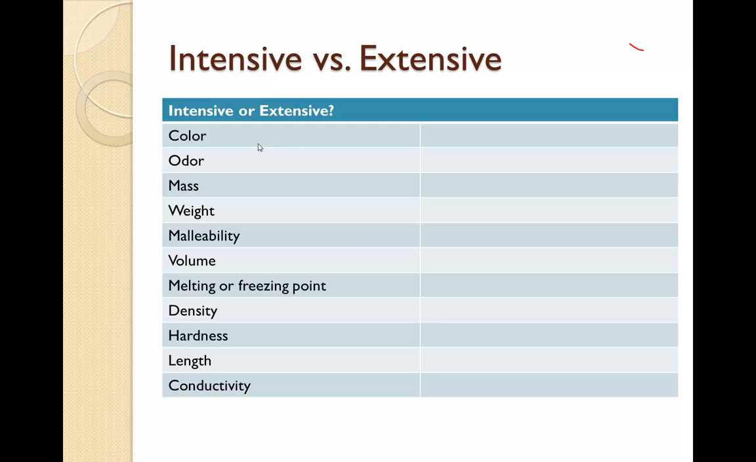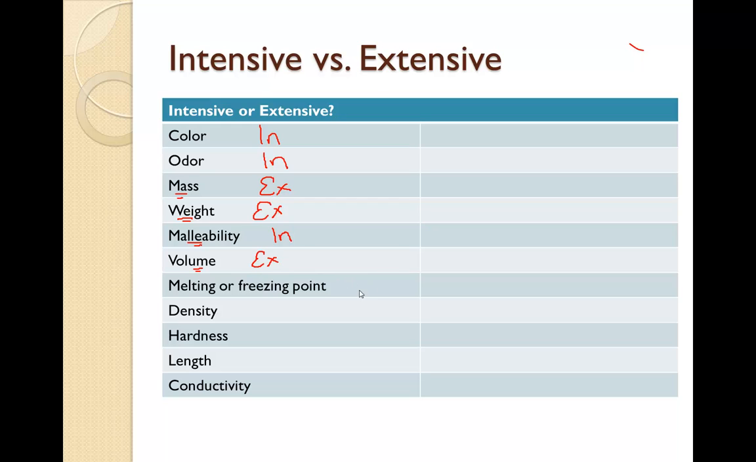Color would be considered an intensive property because it doesn't matter how much you have. Odor, again, is considered intensive. Mass depends on the amount, so the more you have, the more it's going to weigh. That's going to be extensive. Once again with weight, the more you have, the more it's going to weigh, so it's going to be extensive. Malleable is a fancy word of saying it's bendable. You can shape it. Because it doesn't matter how much you have and it's still shapeable, it's going to be intensive. Volume, the more you have, the bigger the volume is going to be. That's going to be extensive.